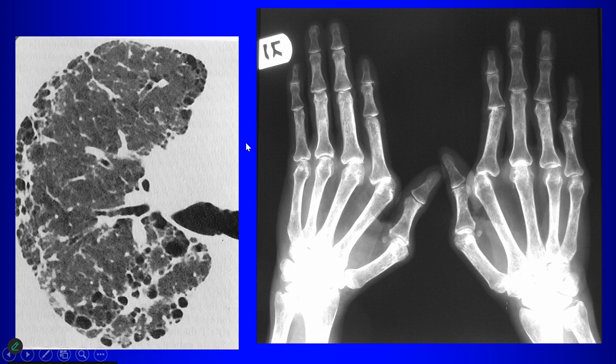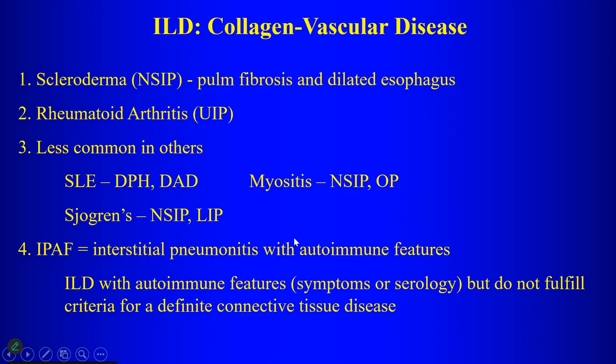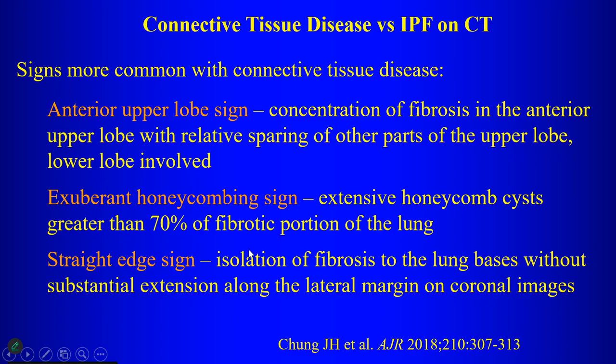So if patients present with pulmonary fibrosis, you have to rule out underlying connective tissue diseases. Rheumatoid and scleroderma are very commonly associated with them. Scleroderma tends to give you an NSIP pattern. Rheumatoid tends to give you a UIP pattern. Less common patterns occur in others, SLE, DIP, DAD, and I've listed some of these others. Also, organizing pneumonia, you can also see that as a manifestation of underlying connective tissue diseases, right?